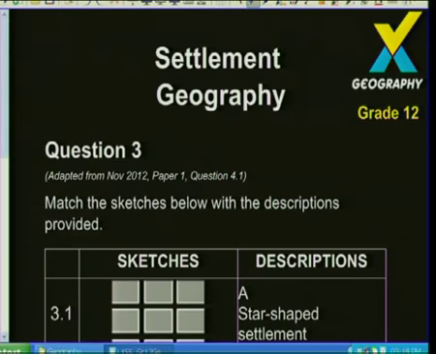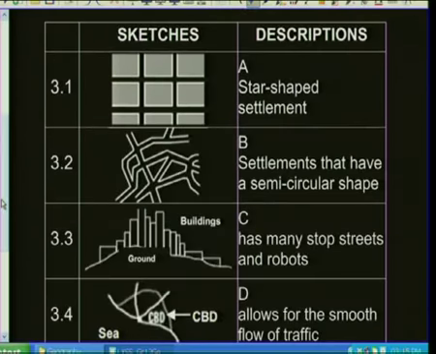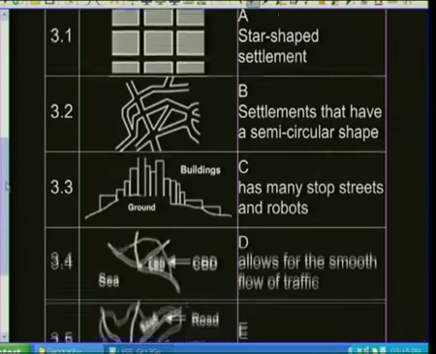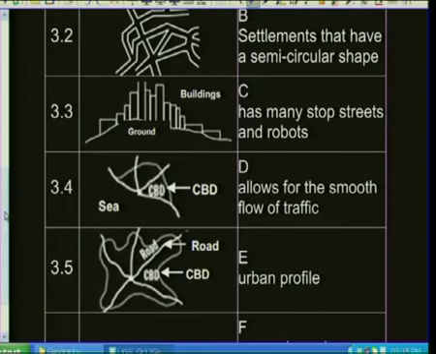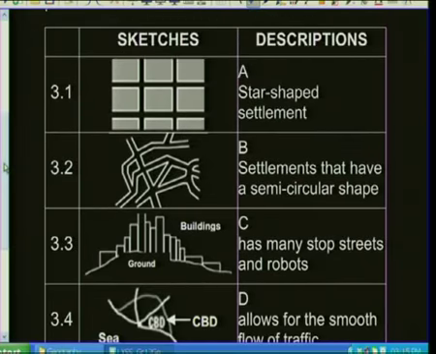Question 3. Now this is a straightforward one. They ask us to match the sketches below with the descriptions provided. Straightforward, match the columns. Let's take a look-see. We've got all of our pictures, 1 through 5 on the left-hand side. And on the right-hand side, we've got the descriptions.